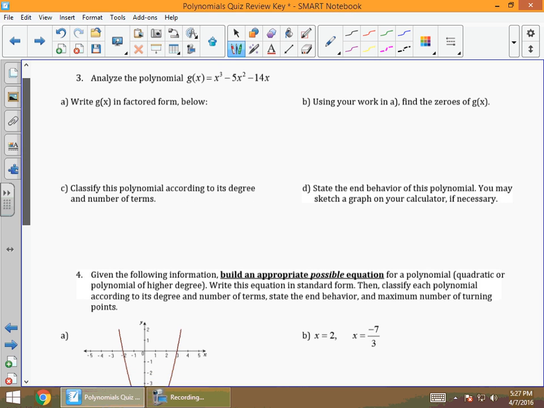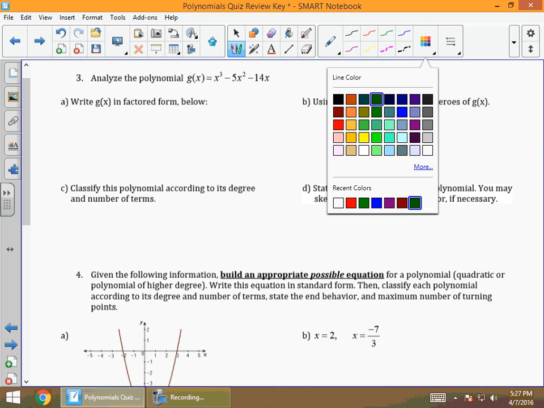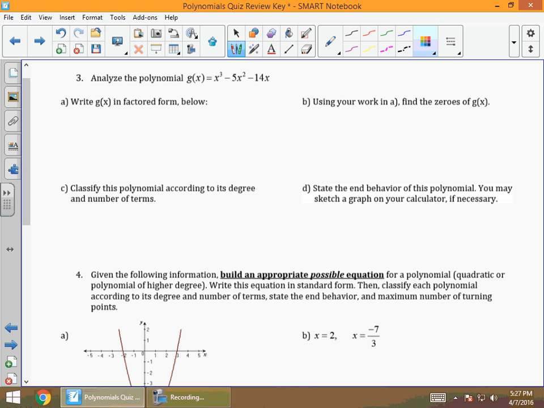All right, question 3 says analyze the polynomial g of x equals x cubed minus 5x squared minus 14x. Part A wants us to write g of x in its factored form. So I guess the first thing I'll do is take a look at g of x, and I notice that there is a GCF. There's a GCF of x. So when I pull the x out, I'll have x squared minus 5x minus 14.